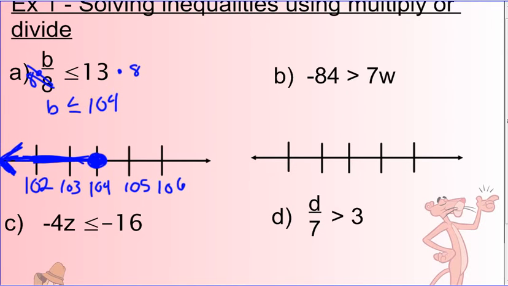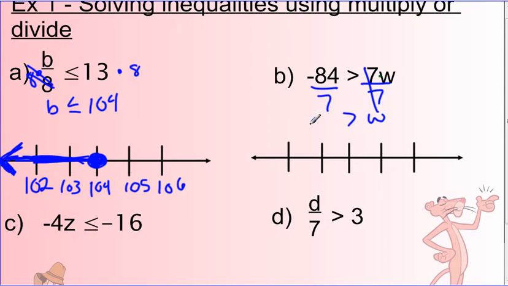Letter B. So here we have negative 84 is greater than 7w. Okay, so the opposite of multiply is a divide. So we're going to divide by 7, divide by 7. These cancel out. W is less than, let's see, negative 84 divided by 7.